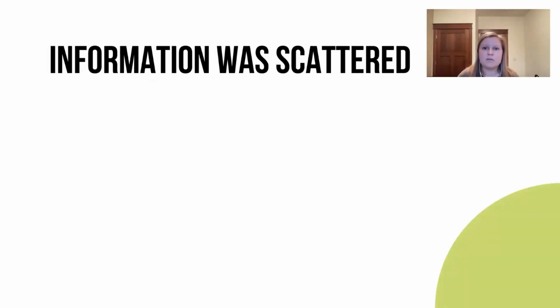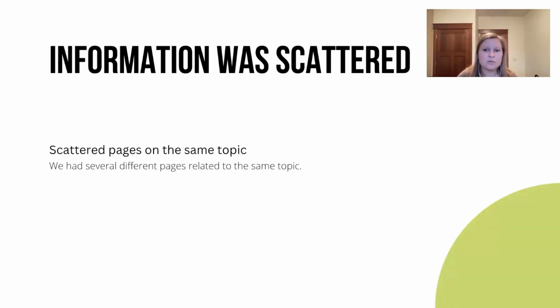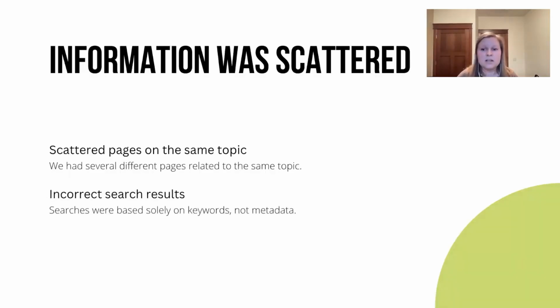The next thing we found in our investigation was that information was scattered and couldn't be found easily via search. The reason it was hard for users to find information was because we'd often have several different pages that all related to one concept, but they were located in different places. Furthermore, customer searches also weren't showing the correct page because they were based solely on keywords and not metadata.